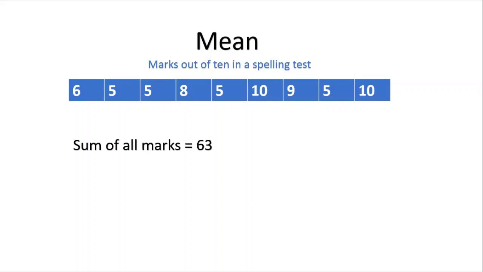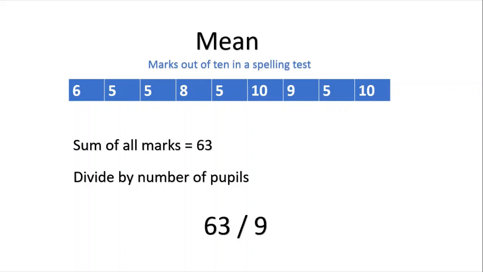And some people just left it at that and said, oh, the average is 63. Well, the average is clearly not 63 because you can't get 63 out of 10 in a spelling test or any type of test. What you need to do is you need to divide it by the number of people that took the test. So we're dividing the sum of all the terms by the number of terms, to use maths language. 63 marks divided by 9 pupils gives us 7. So here, the mean average is 7.